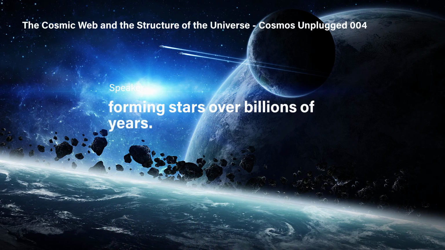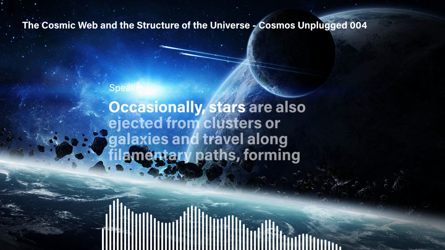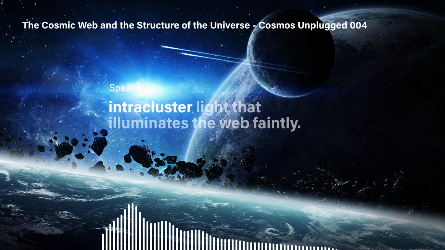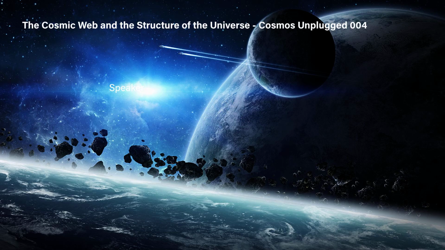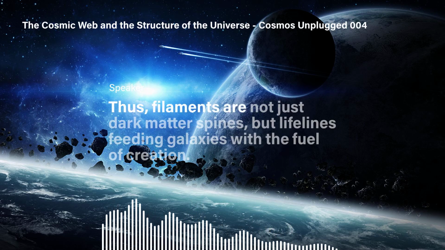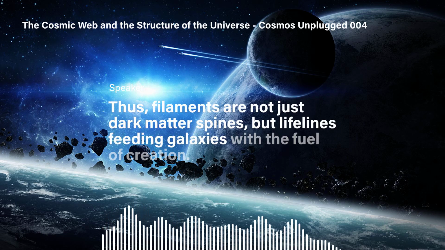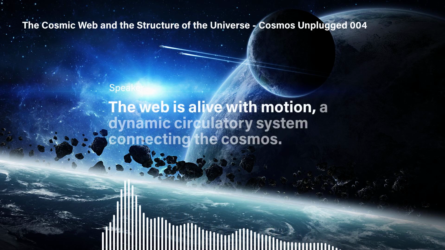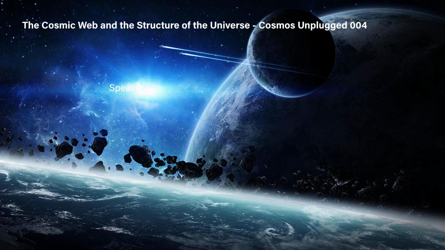These cosmic rivers sustain the growth of galaxies, explaining how they continue forming stars over billions of years. Occasionally, stars are also ejected from clusters or galaxies and travel along filamentary paths, forming intracluster light that illuminates the web faintly. Thus, filaments are not just dark matter spines, but lifelines, feeding galaxies with the fuel of creation. The web is alive with motion, a dynamic circulatory system connecting the cosmos.